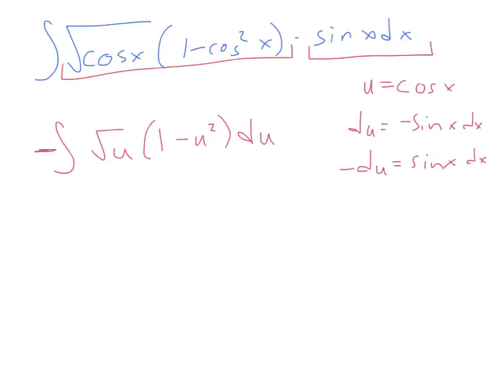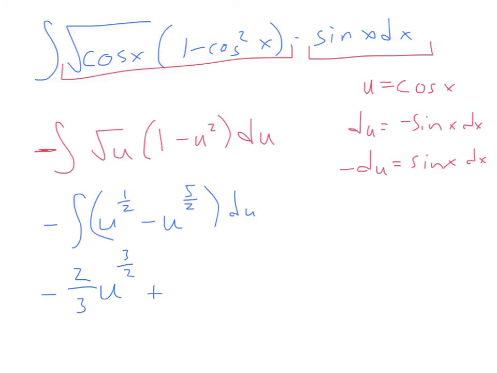Right, so let's actually process this integral. Before I do that, I'm going to have to simplify. This will be negative integral of u to the 1/2 minus u to the 5/2 du. So when we integrate these things, we're supposed to add 1 to the power. So 1/2 will become 3/2, multiplied by the reciprocal, will give me 2/3 u to the 3/2 plus 2/7 u to the 7/2 plus c.